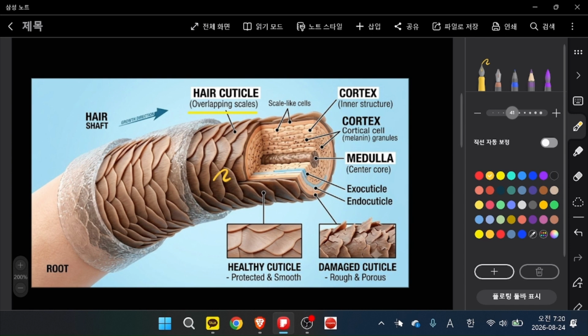When the hair is healthy, these cuticles lie relatively smoothly, but heat, bleaching, coloring chemicals, friction, and other types of damage can affect the hair surface. That's one reason damaged hair can feel rough, dry, or tangled. This is where conditioner becomes important.